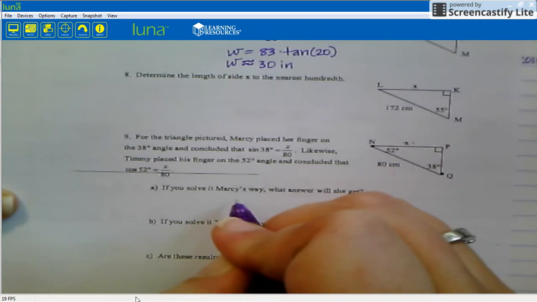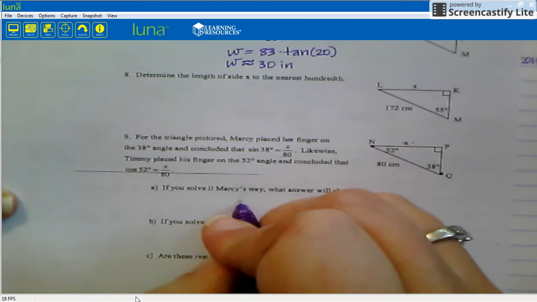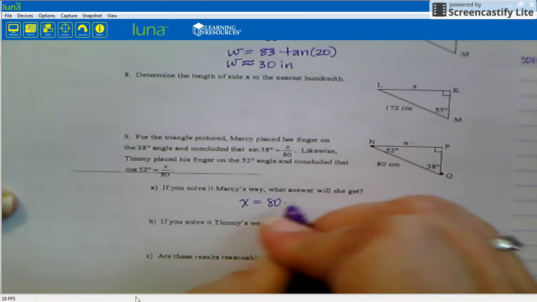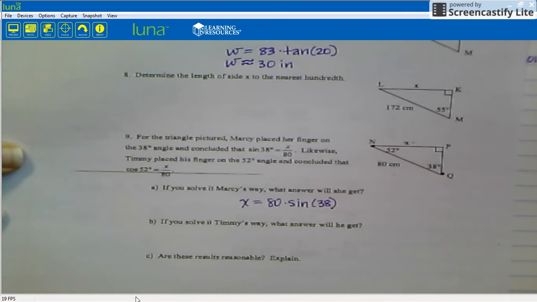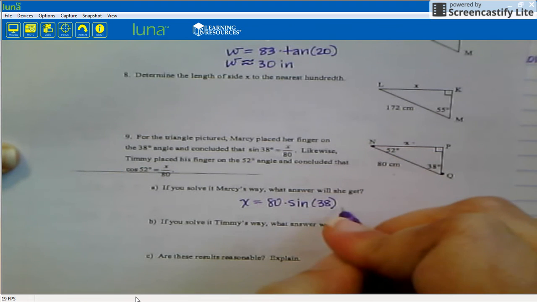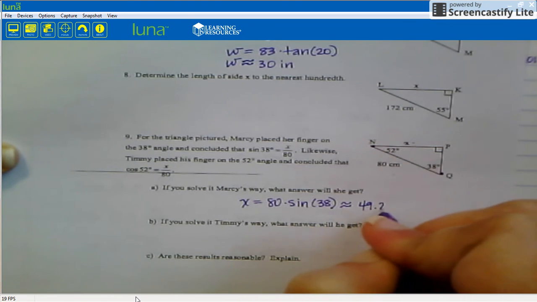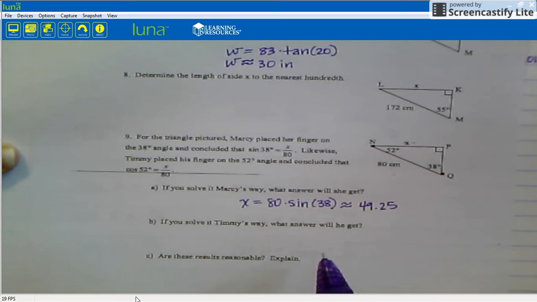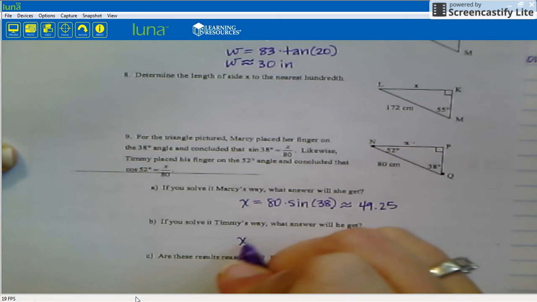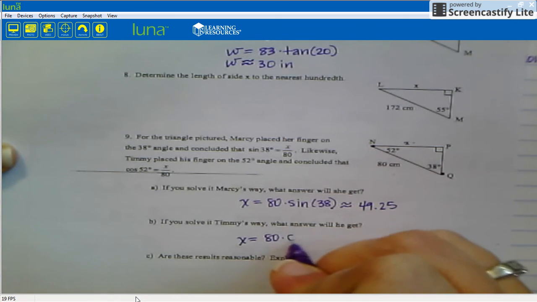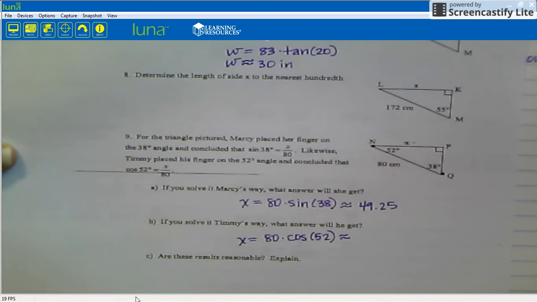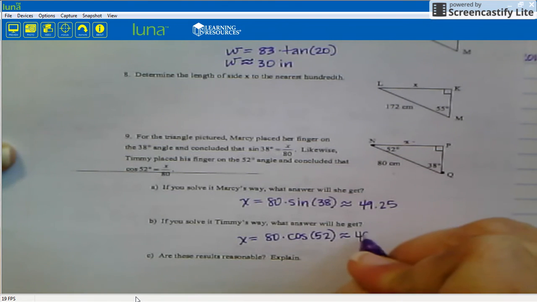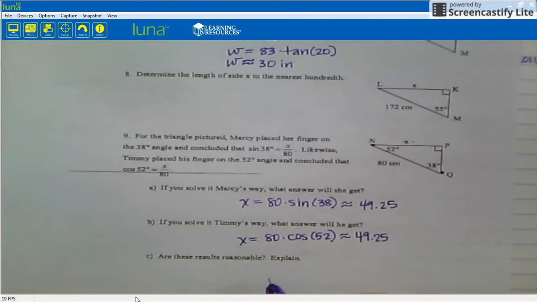Well, if you have the sine of 38 is equal to x over 80, then x is going to be equal to 80 times the sine of 38. So this is approximately 49.25. Now, if you solve it Timmy's way, you should get the same answer. So we're going to have x is equal to 80 times the cosine of 52, which is approximately equal to 49.25. And then the last question says, are these results reasonable?